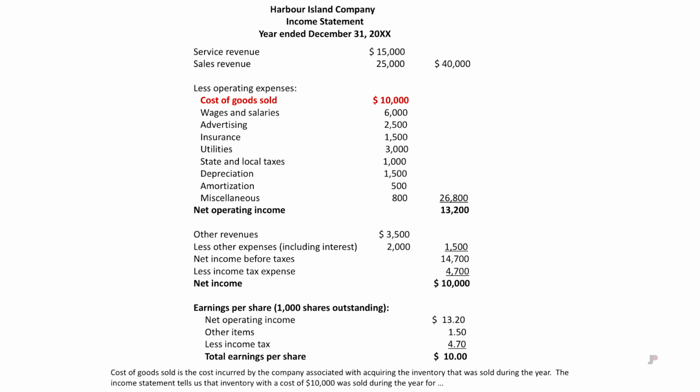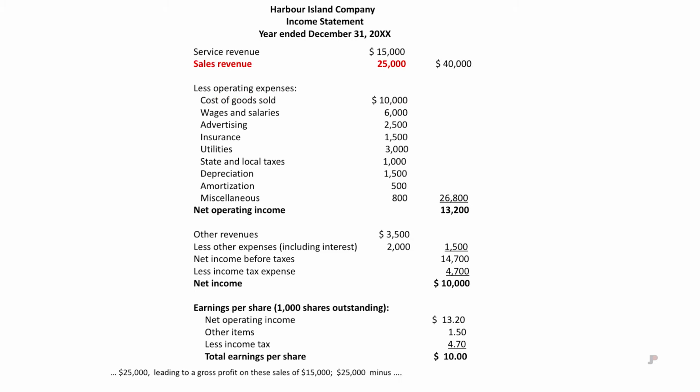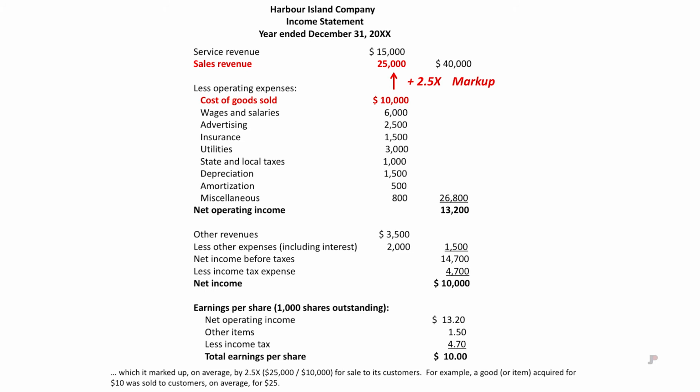Cost of goods sold is the cost incurred by the company associated with acquiring the inventory that was sold during the year. The income statement tells us that inventory with a cost of $10,000 was sold during the year for $25,000, leading to a gross profit on these sales of $15,000, $25,000 minus $10,000. In other words, Harbor Island acquired inventory, which it marked up on average by 2.5 times, $25,000 divided by $10,000, for sale to its customers. For example, a good or item acquired for $10 was sold to customers on average for $25.